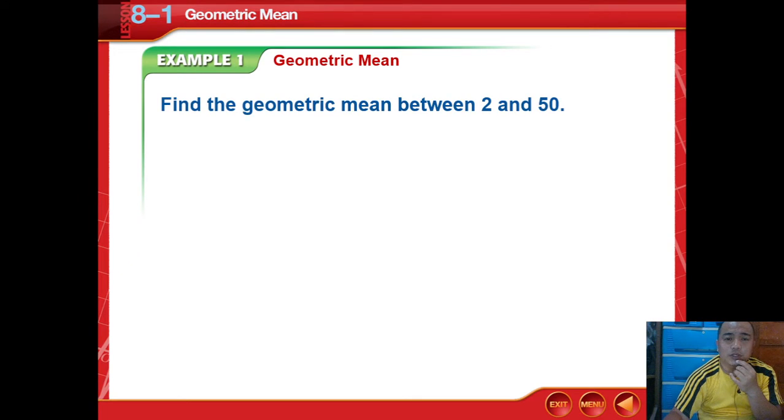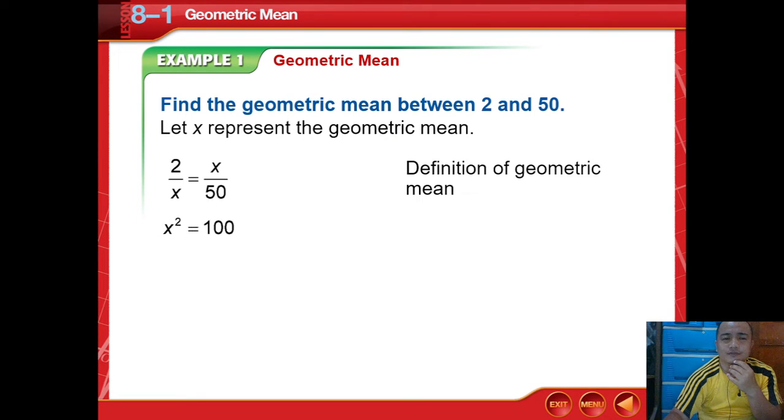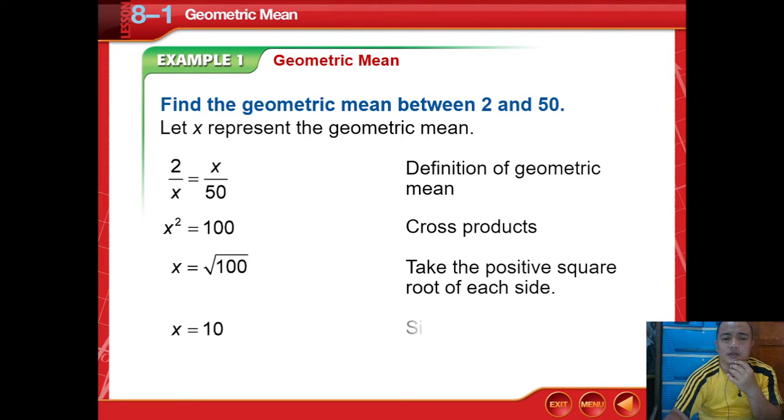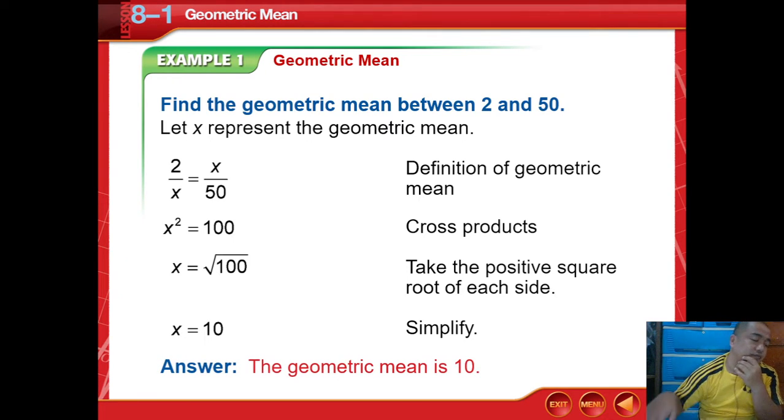Now, find the geometric mean between 2 and 50. It's just the square root of 2 times 50. Square root of 100 is 10. The geometric mean is 10. That's the shortcut. The long method uses proportion.